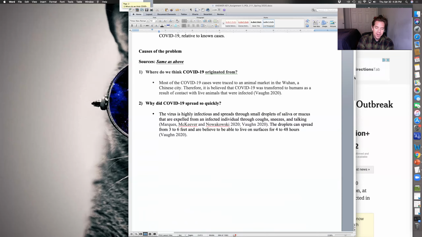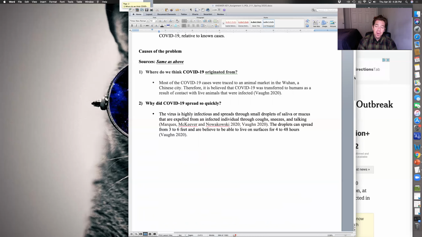So anyway, why did it spread so quickly? This is part of understanding the causes of the problem, this global pandemic. What caused it? Well, it's highly infectious. This is a highly infectious disease. It spreads very quickly and easily, I guess. That's maybe not the best term, but it spreads. Perhaps more highly infectious than the average flu and things like this. And so it's highly infectious, which allows it to spread quickly.